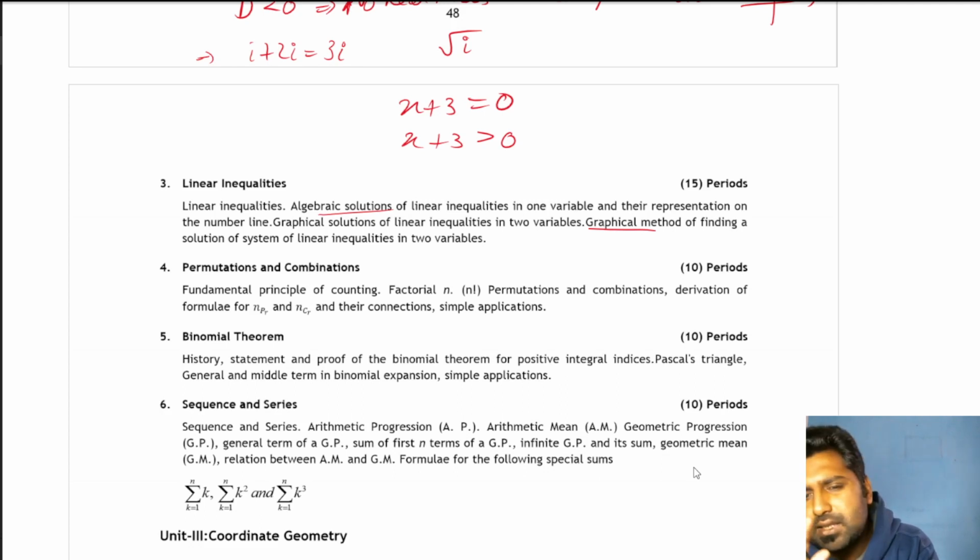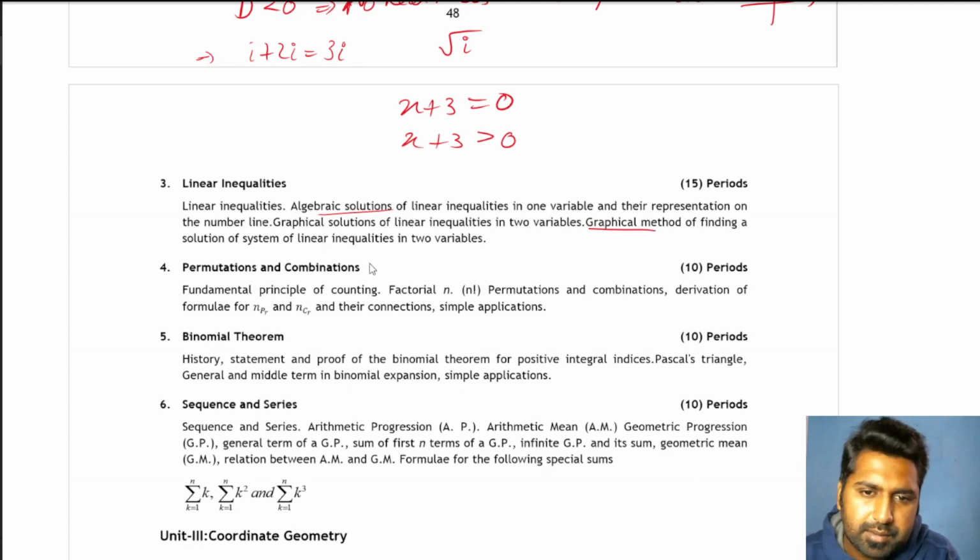So PNC, I'll say it is slightly tricky. You have to understand the concept because formulas are very limited. We will use formulas, but it's the idea, the notion, that is very complicated in this. So for this chapter, your thought process is very important. PNC.